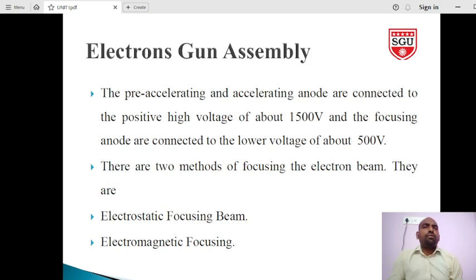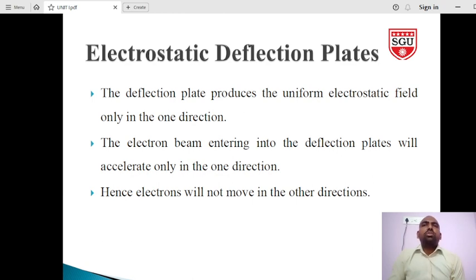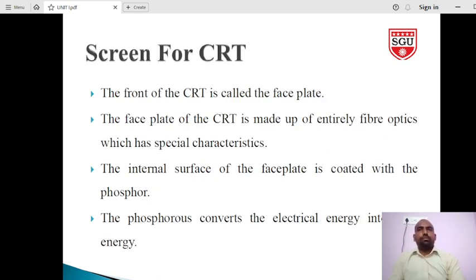There are two methods of focusing the electron beam: electrostatic focusing and electromagnetic focusing. Electrostatic deflection plates: the deflection plate produces a uniform electrostatic field in only one direction. The electron beam entering the deflection plates will accelerate only in that one direction. Hence, the electron will not move in the other directions.